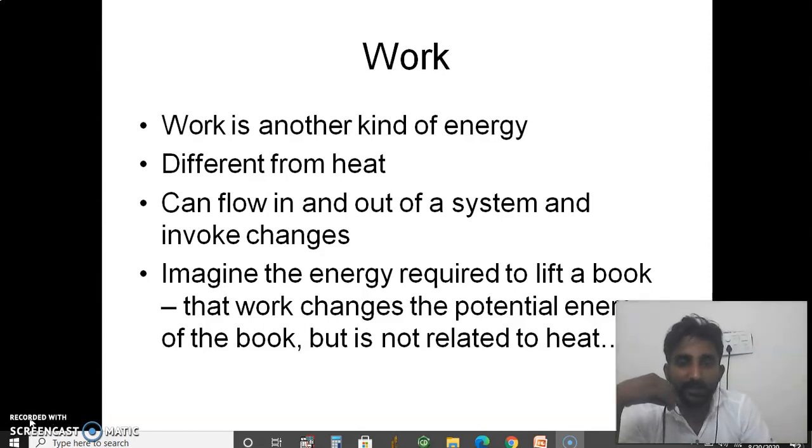We can change the internal energy of the system by doing some work. Work is just another kind of energy. Work can be mechanical, electrical, gravitational, but in thermodynamics we usually discuss mechanical work done, which is related to pressure and volume, which means that work can be of expansion and work can be of contraction.